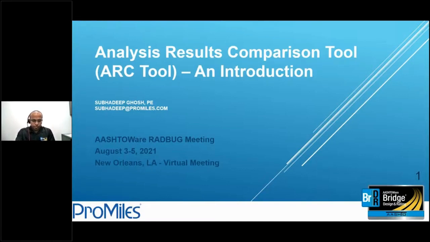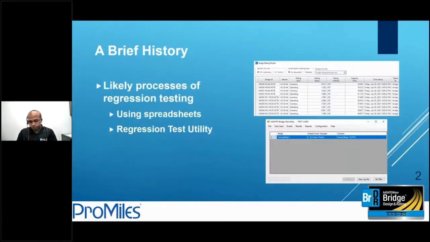Beginning with this presentation, let's talk about a brief history of how we did regression testing before this. A very common way was to run batch analysis on, say, your 100 bridges. As you can see on the right-hand side, you select a single rating level per row, copy this grid and paste it into an Excel spreadsheet, and then add your formulas to compare versions, say legacy 6.8.4 versus 7.0.